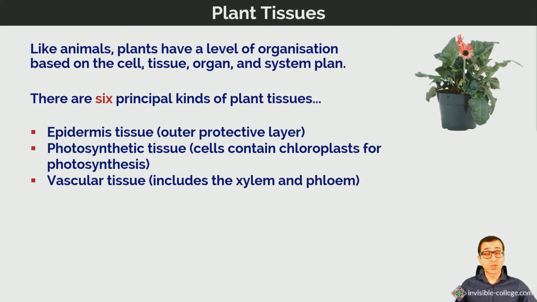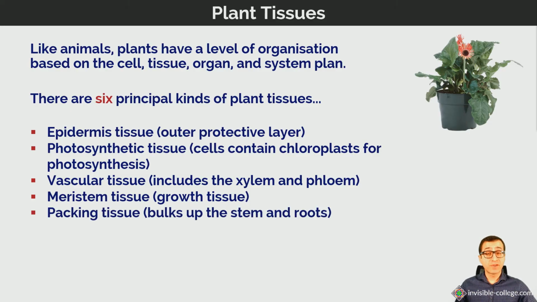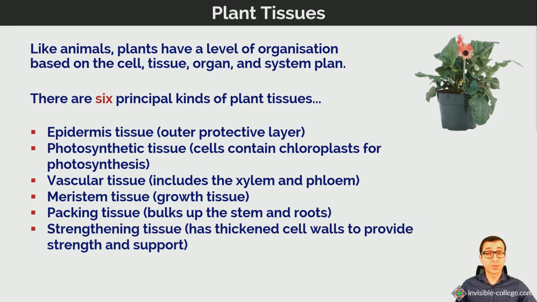You also have meristem tissue, which is the tissue within which rapid growth and differentiation takes place. So meristem tissue is typically found in the growing regions of the plant, the tips of the shoots and the tips of the roots, as we saw in that previous lesson in the last topic on cellular differentiation. In plants, you also have tissue which bulks up the stem and the roots, called packing tissue. And finally, you have a type of tissue called strengthening tissue, in which you have cells with thickened cell walls to provide strength and support for the plant so that it doesn't fall over as it grows upwards. So let's now take a look at each of these tissues in turn and relate their structures to their functions.